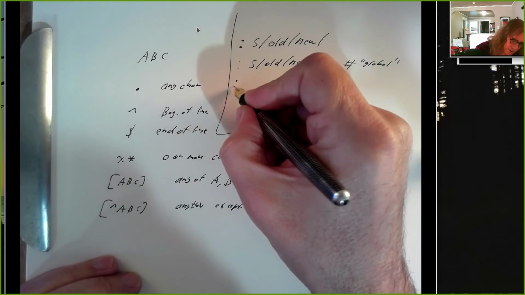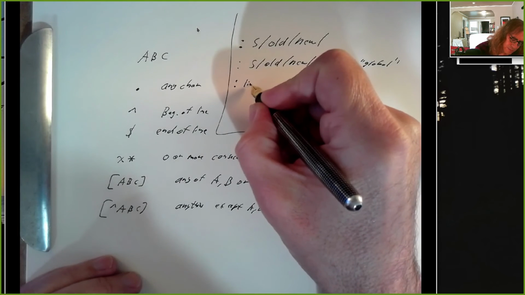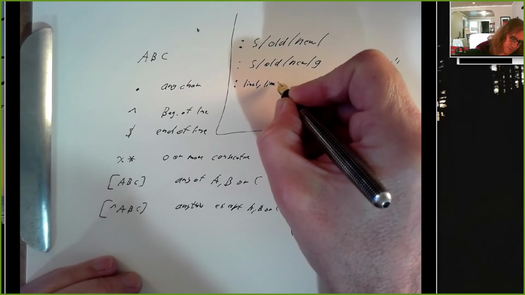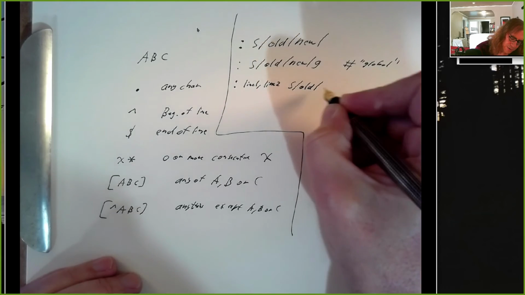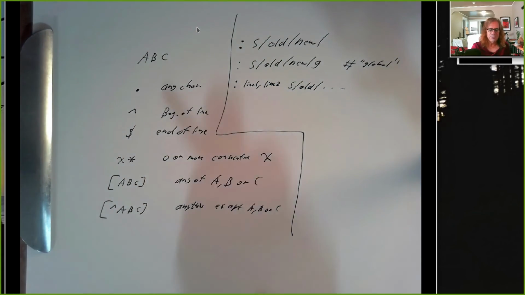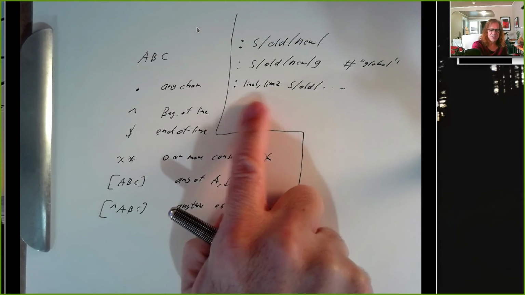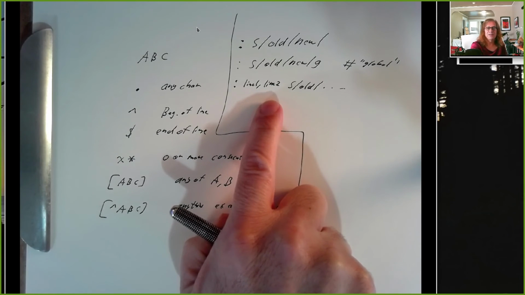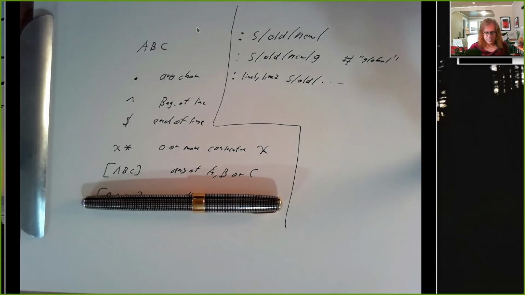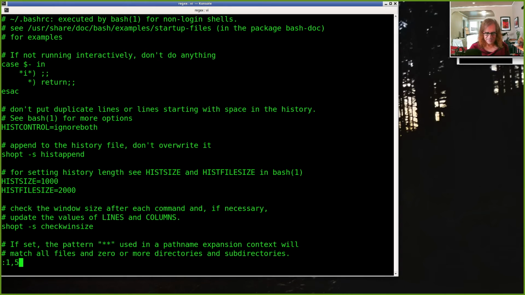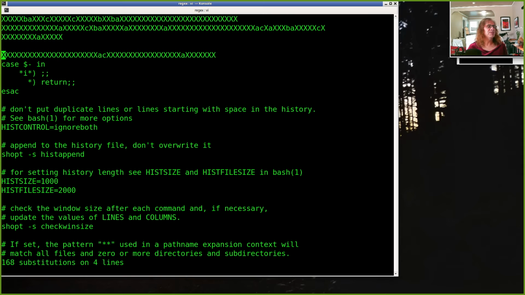Okay, we can also say colon line 1 comma line 2 substitute old and so on, and this will repeat the substitution on all the lines between this line number and that line number inclusive. So if I say 1 comma 5 substitute anything that's not an ABC with, I'll just make it an X, and I'll do that globally on each line. So now the first 5 lines of my file get totally munged and all the non-ABC characters get changed to X.